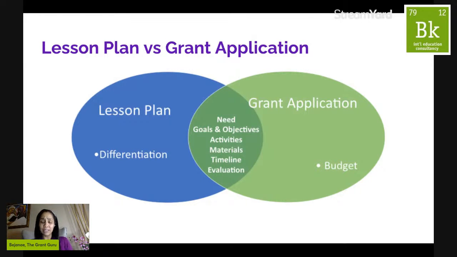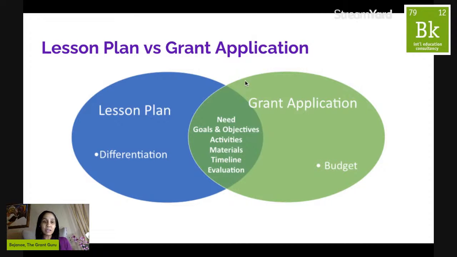And then last but not least is evaluation. How do you evaluate or measure your lesson to confirm that your students have met the goals and objectives that you had laid out before? Same thing for a grant application. How will investors or you know that you successfully met your goals and objectives of your grant application?